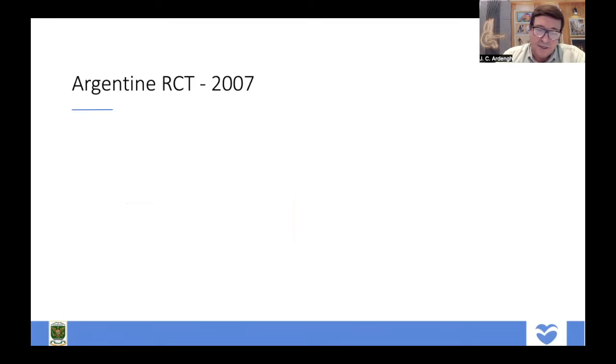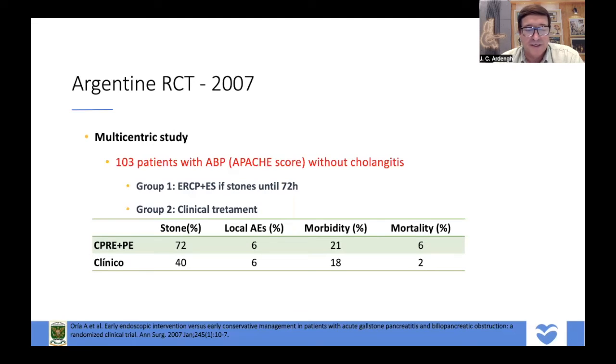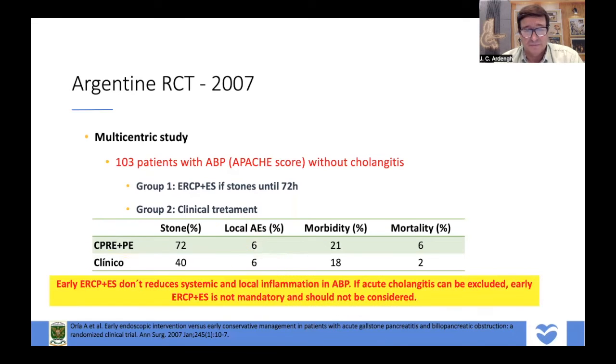This multicentric randomized controlled trial in 103 patients with acute biliary pancreatitis without cholangitis revealed that early ERCP plus endoscopic sphincterotomy does not reduce systemic and local inflammation in acute pancreatitis. If acute cholangitis can be excluded, early ERCP plus endoscopic sphincterotomy is not mandatory and should not be considered.